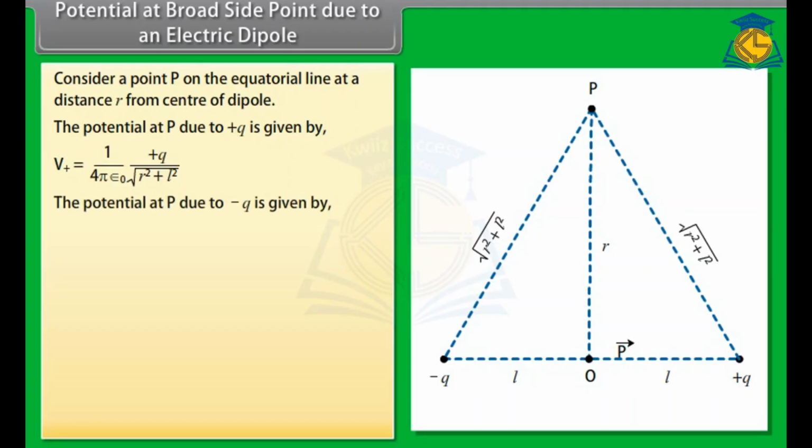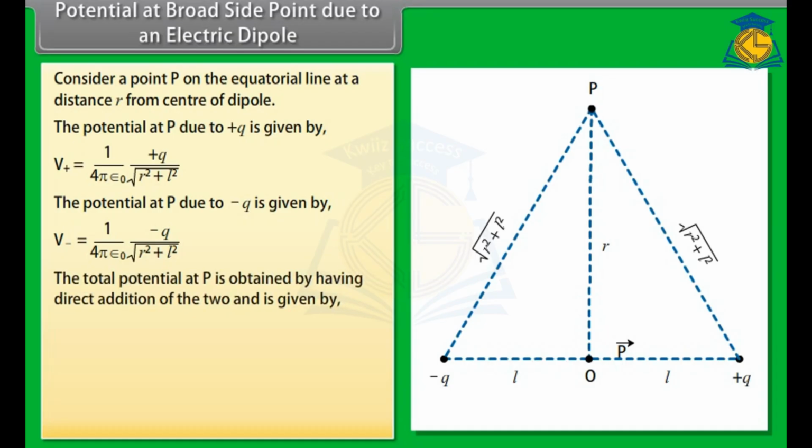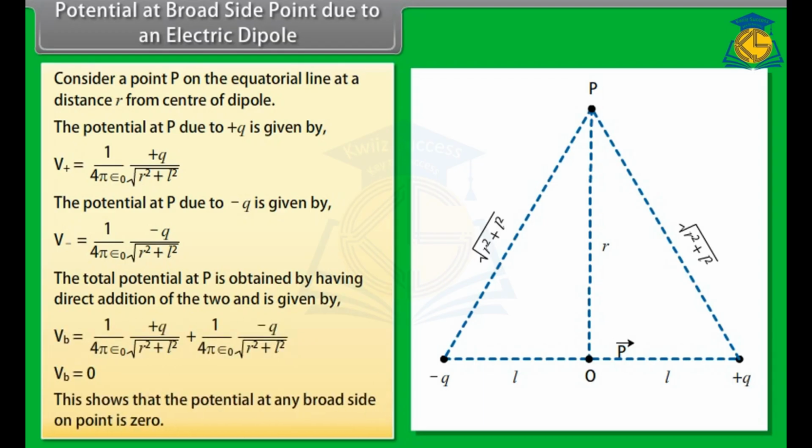The potential at P due to minus q is given by V negative equals 1 upon 4 pi epsilon naught multiplied by minus q upon under root r square plus L square. The total potential at P is obtained by direct addition of the two and is given by VB equals 0. This shows that the potential at any broadside on point is 0.